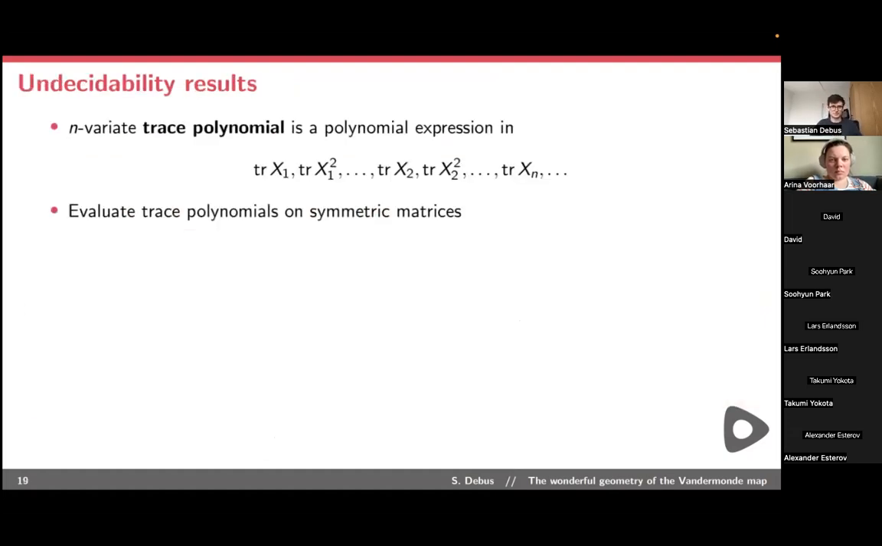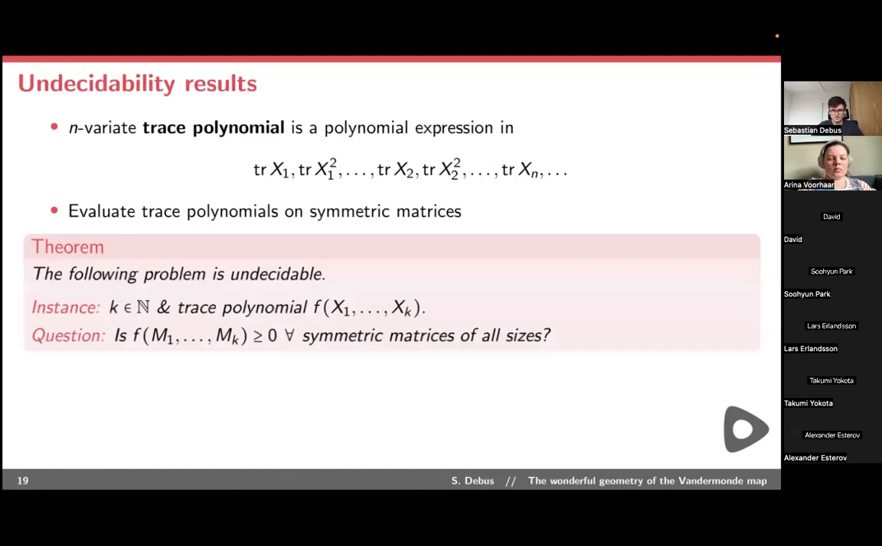So now we come to the end, and I want to explain this undecidability result and why we can use the geometry of the Vandermonde cell for this. So I recall what a trace polynomial is. We have n variables here, and then we take traces and powers of those matrices, and we take a polynomial expression in those traces of powers of those matrices. And here we only consider evaluations on symmetric matrices, but of arbitrary sizes.